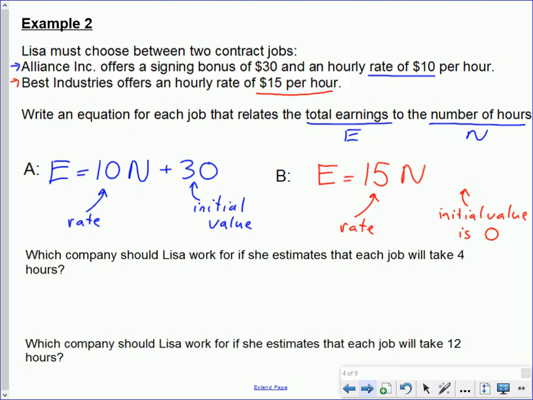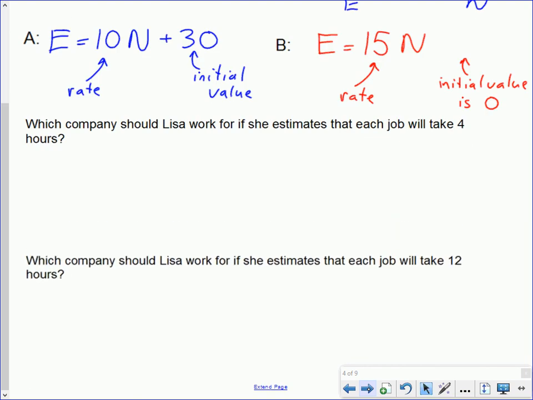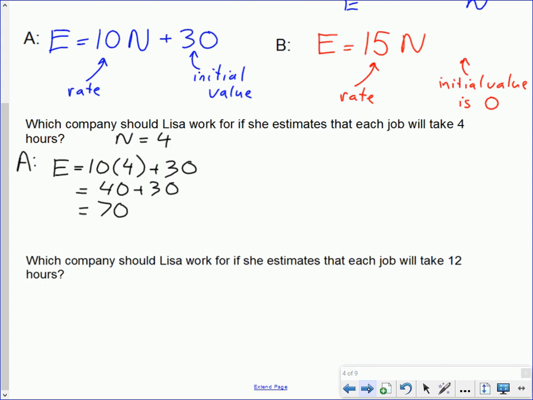Which company should Lisa work for if she estimates each job will take 4 hours? So what this means is she can either work 4 hours for Alliance or she can work 4 hours for Best Industries. Let's see which one is going to pay her more. If she works for Alliance and she works 4 hours, this means N is equal to 4. So we're going to sub that into our equation. Our earnings are going to be 10 times 4 plus 30. 10 times 4 is 40, plus 30. So she would earn $70.